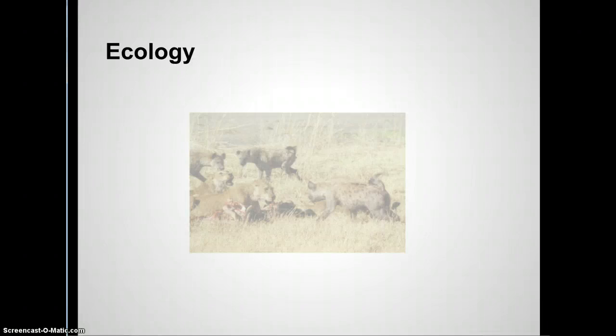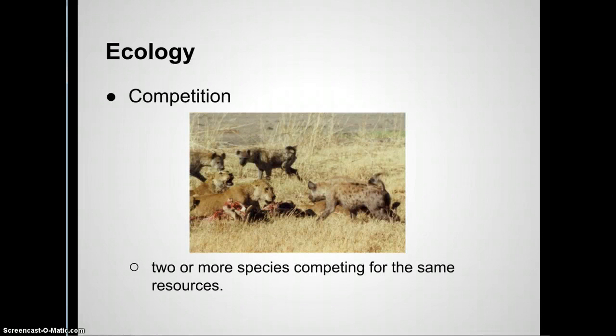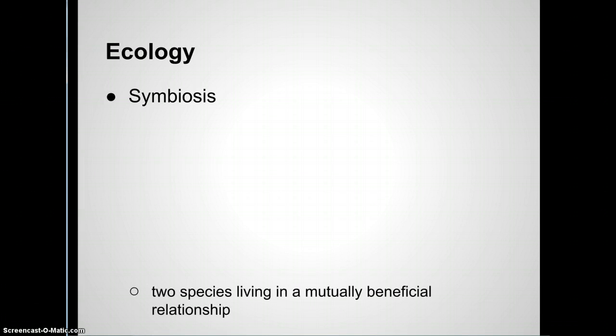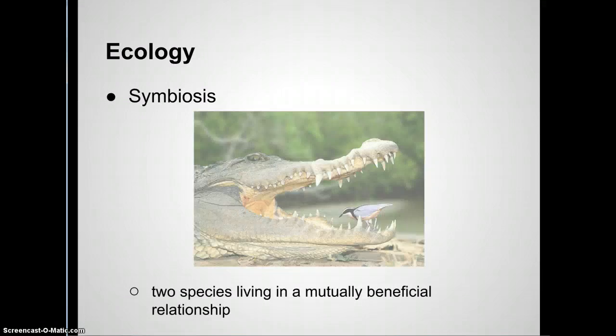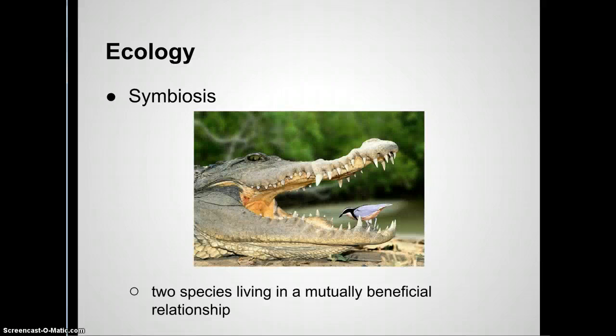There's competition. In competition, two or more parties compete for the same resources, like these lionesses competing with these hyenas for the kill that they made. And then there's symbiosis, in which two species live together in a mutually beneficial relationship, like this plover and this crocodile. The plover picks food out of the teeth of the crocodile, and the crocodile gladly lets her. They both get something out of it.